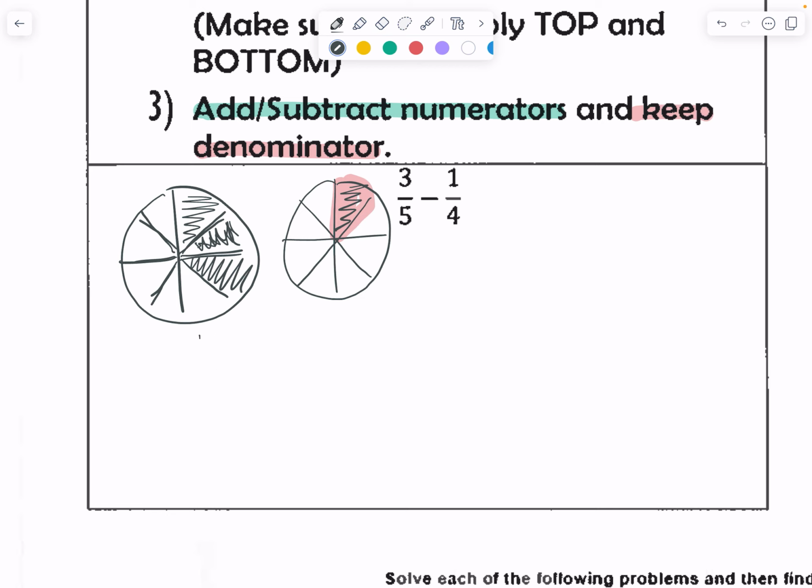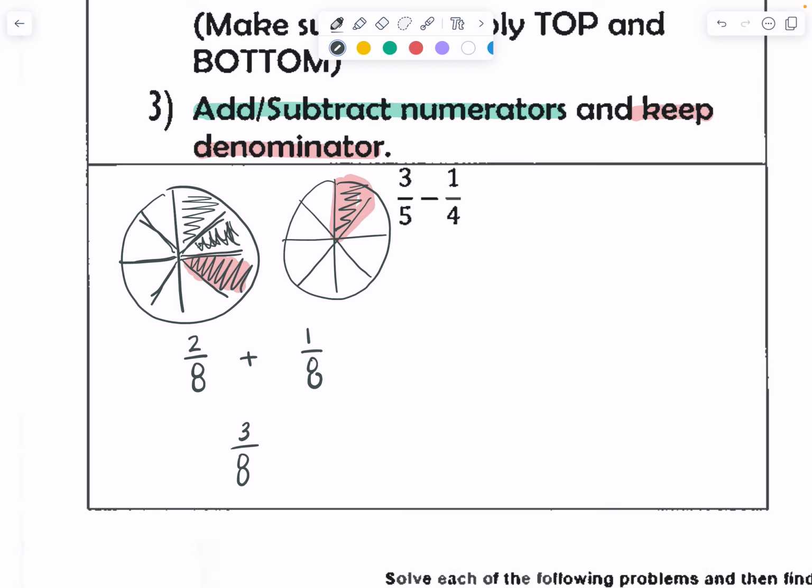So this is a model of 2 out of 8 plus 1 out of 8 gave me this 3 out of 8. So that's a very simple version.